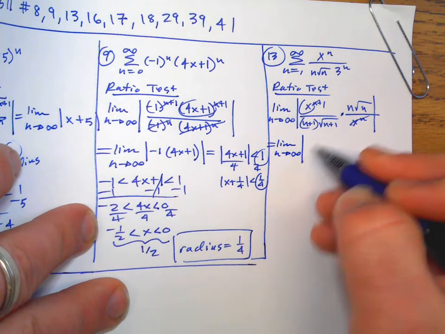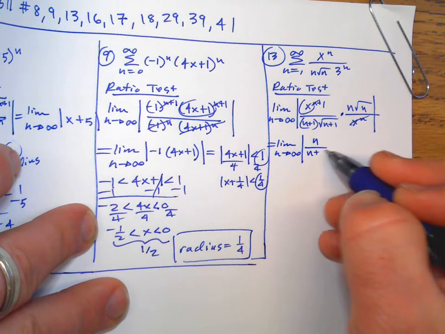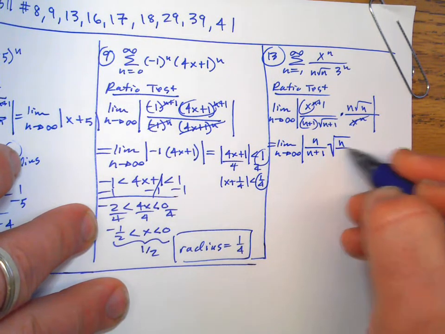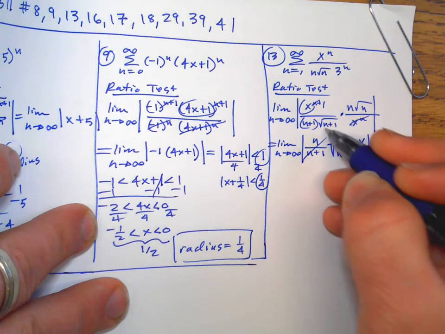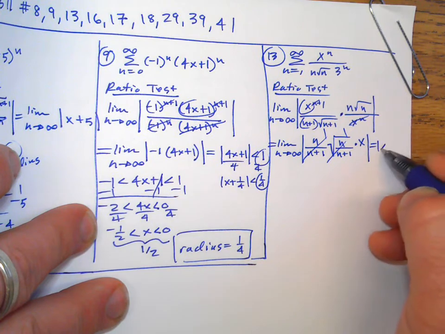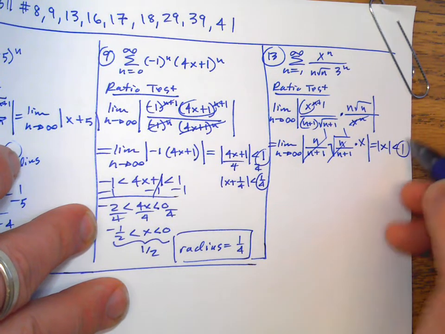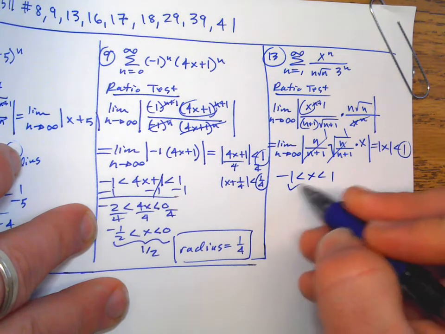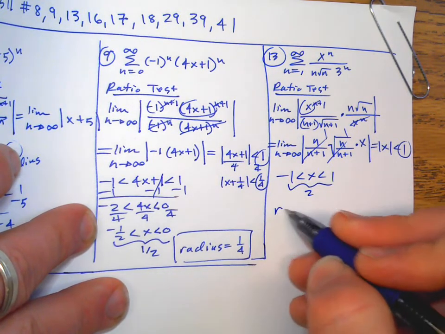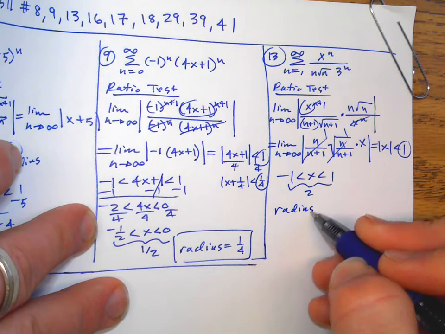But we could say, okay, well, the square root of n over n plus 1 times x. Now that's going to be 1, that's going to be 1. So we're going to get absolute value of x that has to be less than 1. So there's the radius. You don't have to find the interval of convergence. The diameter is 2. The radius has to be 1.